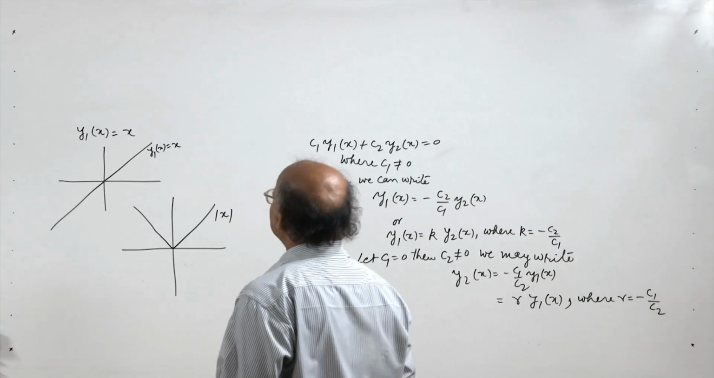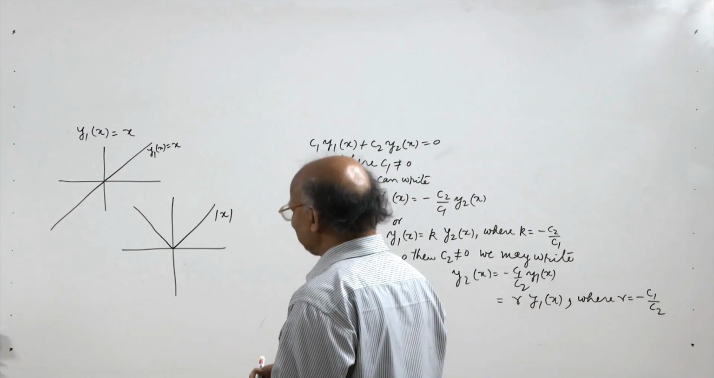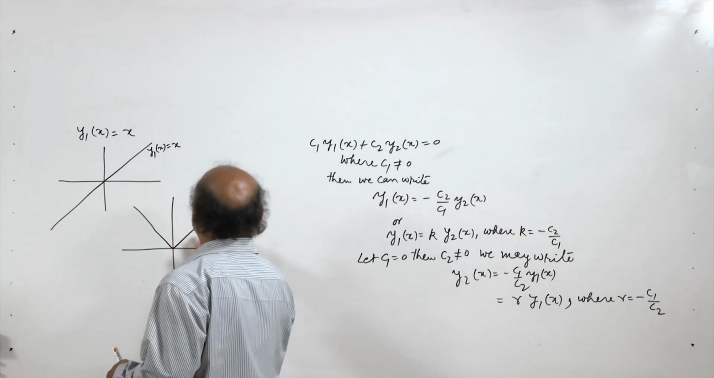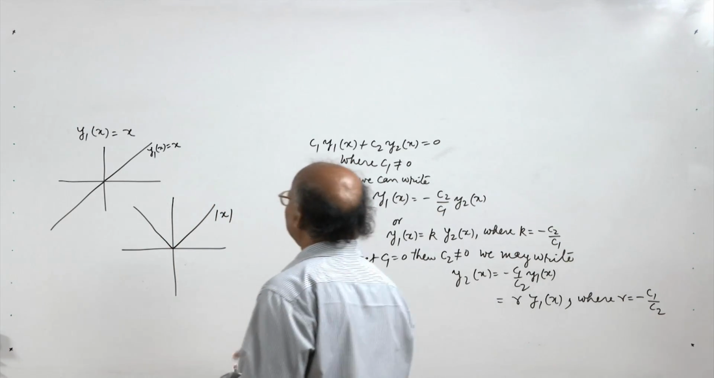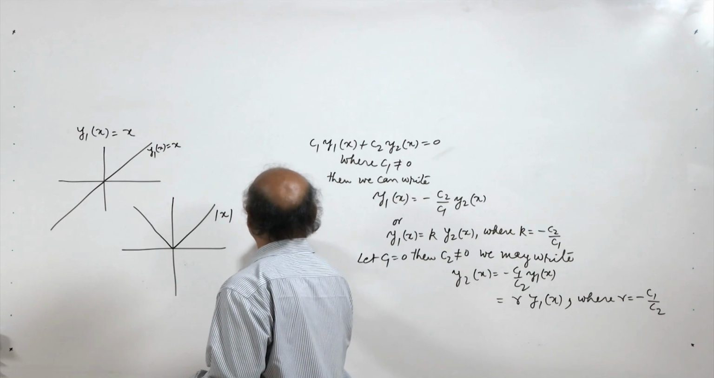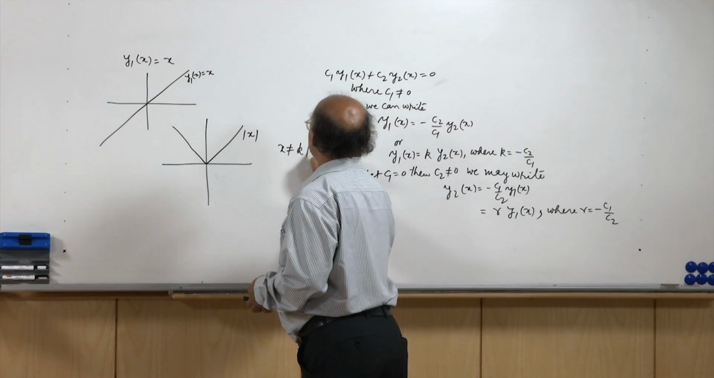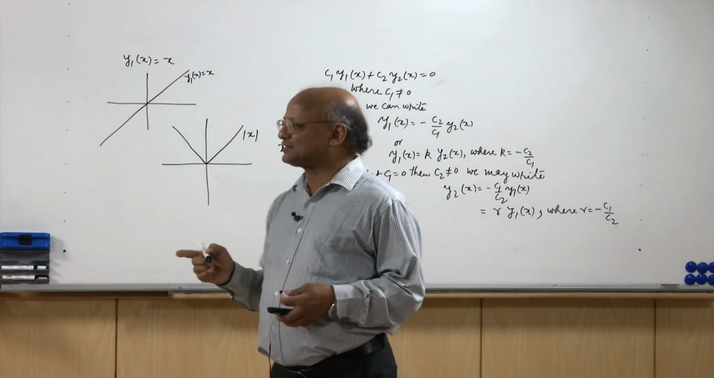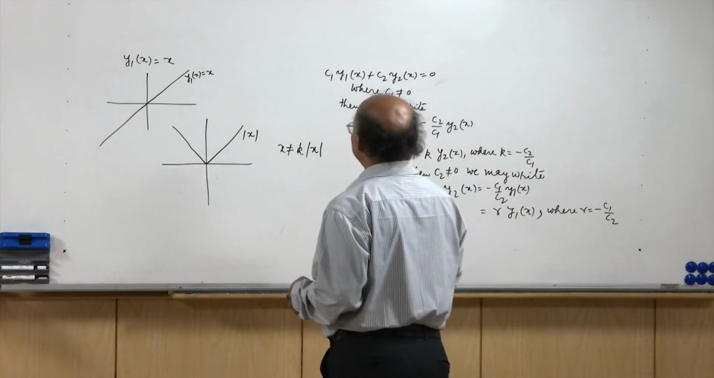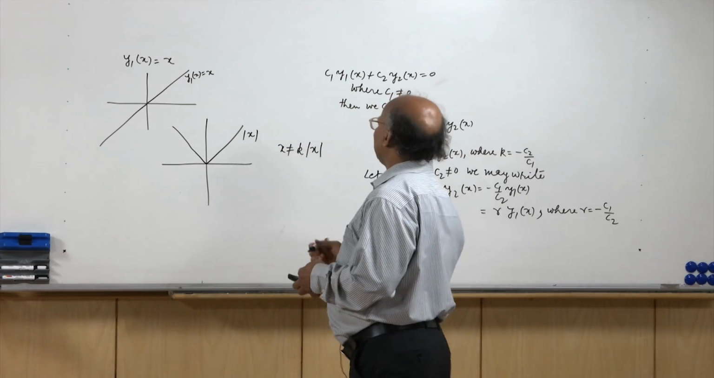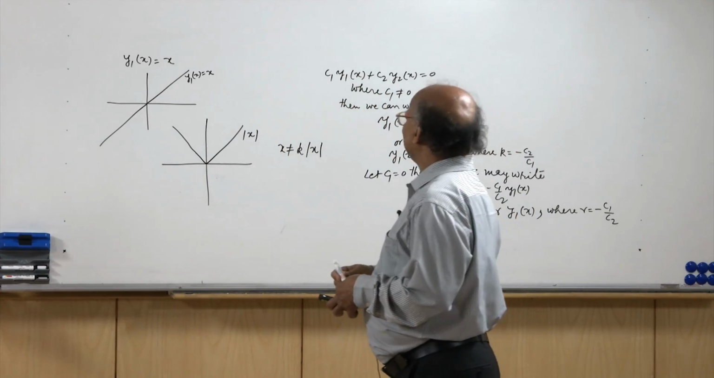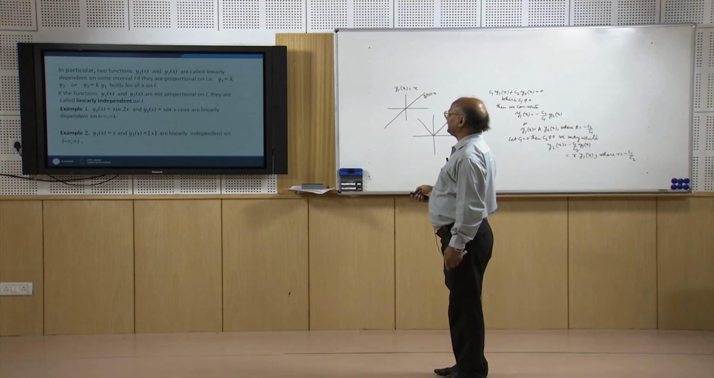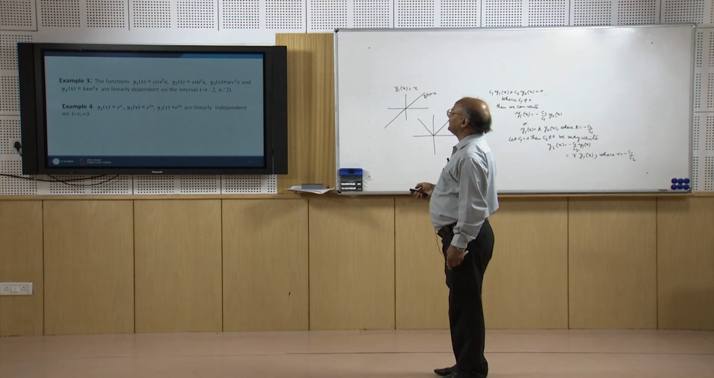So we can see that x is not a scalar multiple of mod of x. Suppose x is equal to some constant times mod of x. That cannot hold, because mod of x is equal to x when x is positive and minus x when x is negative. So x and mod of x cannot be equal for some constant k, therefore they are linearly independent on the interval minus infinity to infinity.